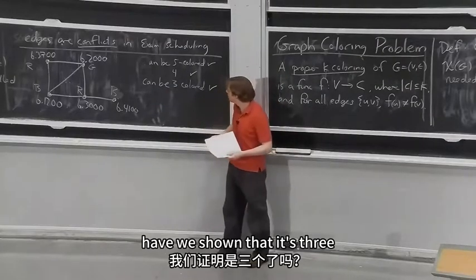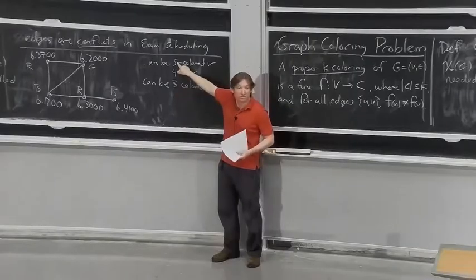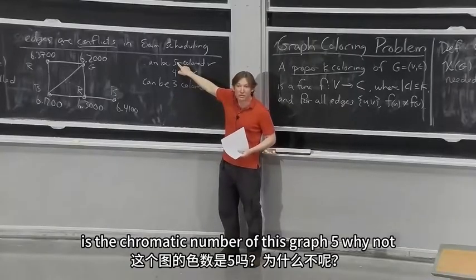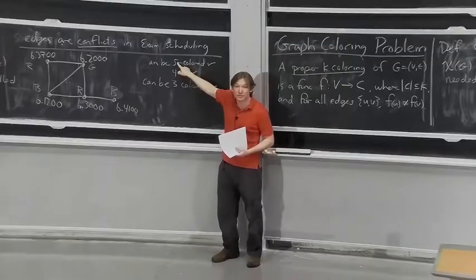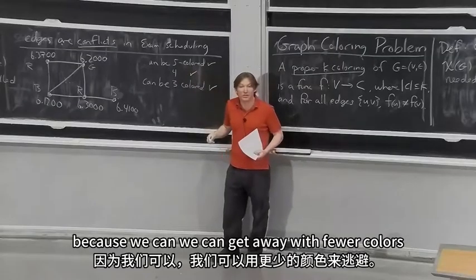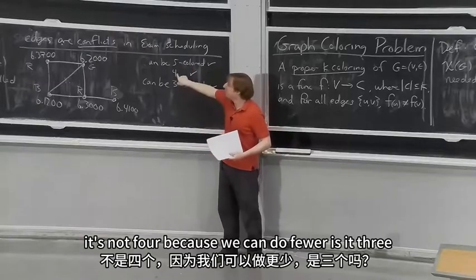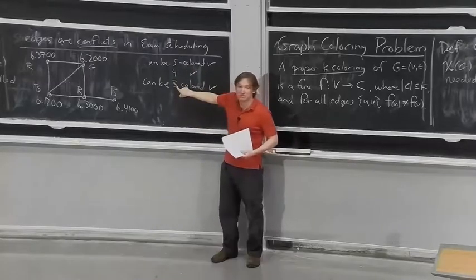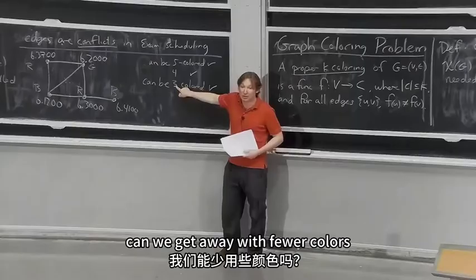Have we shown that it's 3? First of all, is it 5? Is the chromatic number of this graph 5? Why not? Because we can get away with fewer colors. That's right. It's not 5 because we can do fewer. It's not 4 because we can do fewer. Is it 3? I don't know yet. Can we get away with fewer colors?